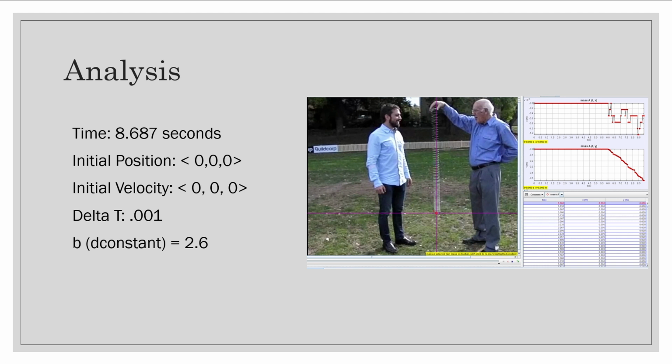The total time of the clip was 8.687 seconds from the time he released it to the time it touched the bottom. The initial position of the ball was 0, 0, 0 because I set that to be the origin point. The velocity would also be 0 because it was not moving. The delta t is 0.001 because that is the time between each frame. And we know that the drag constant is 2.6. To the right, we have the position versus time graph, which is a downward sloping curve, which shows the bottom did not move until it was fully compressed.